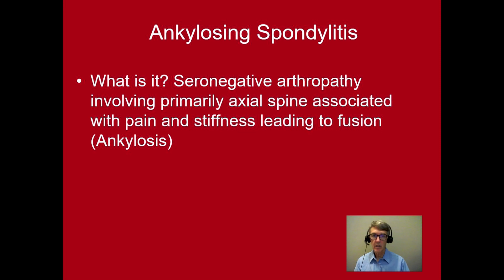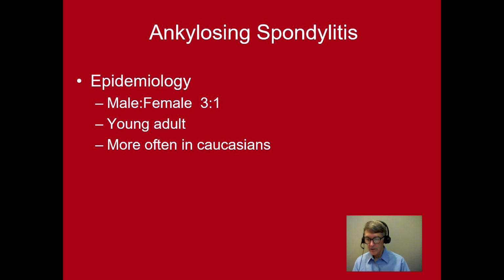So we first want to talk about the seronegative spondyloarthropathy called ankylosing spondylitis. Basically, it involves primarily the axial spine, and it's associated with pain and stiffness, leading to fusion or ankylosis. Spondylitis typically means inflammation of the joints of the vertebrae, so ankylosing spondylitis means fusion and inflammation of the joints of the vertebrae. This is the prototypic spondyloarthropathy and the one with which the others are compared.